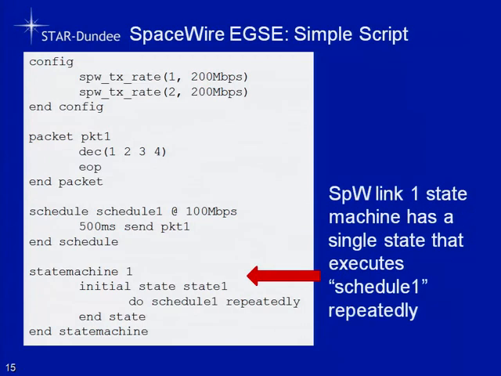And then we have a state machine, and the state machine here simply says just send schedule number 1 repeatedly. So what we're going to expect from this is we'll see a packet, then we'll wait 500 milliseconds, and then we'll send that packet again repeatedly.